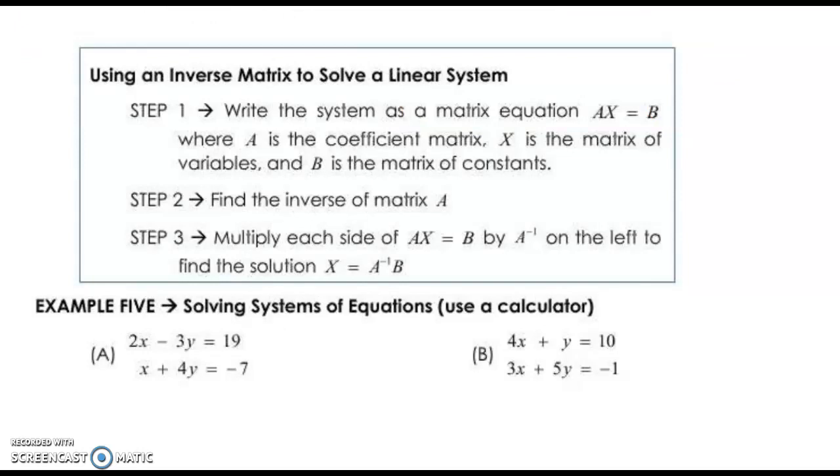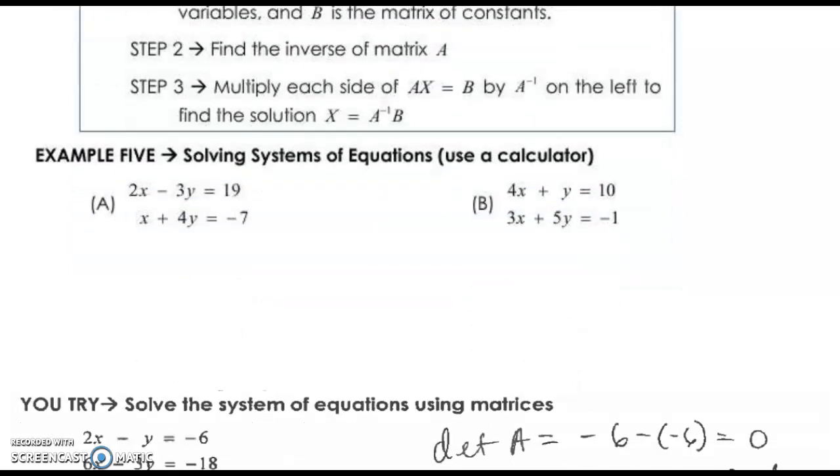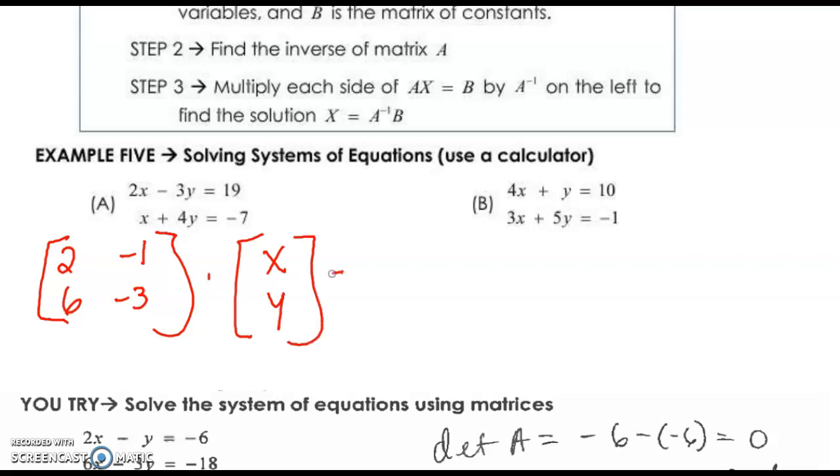Okay, this is the best: solving systems of equations using a calculator. You're never going to solve a system of equations again by graphing, linear combinations, or substitution like you did back in Algebra 1 and Algebra 2. You've got matrices now. It's so much easier. So awesome. So we're going to make a matrix with our coefficients: 2, -1 in front of y, then 6, and then -3. Times x, y, those are our variables.